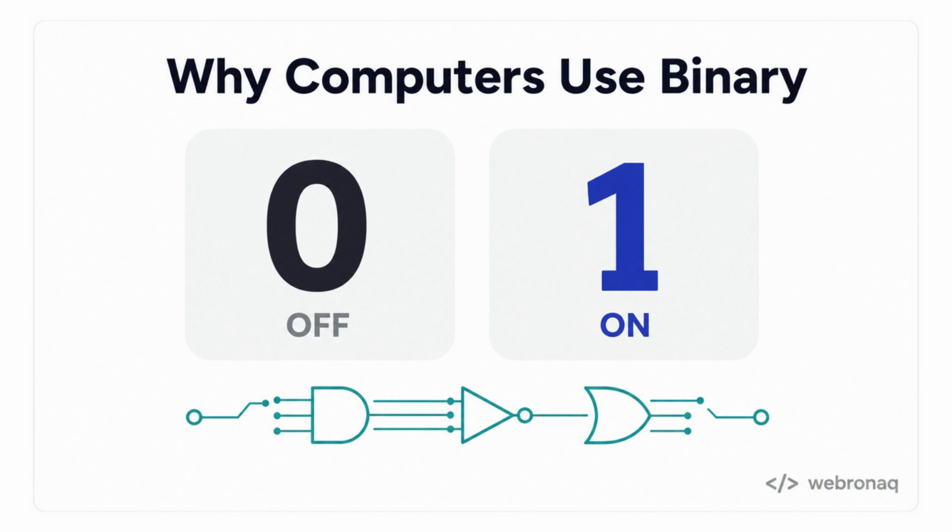Hello friends. Here's a question that seems simple but gets to the heart of how computers work. Why do computers only use zeros and ones? The answer comes down to physics.